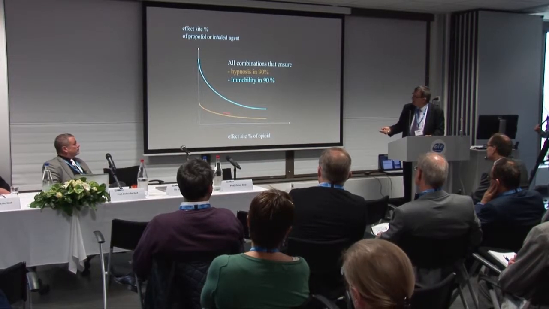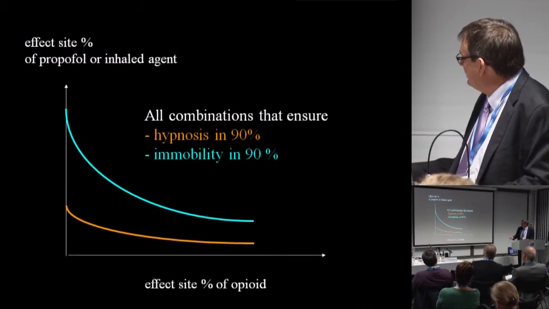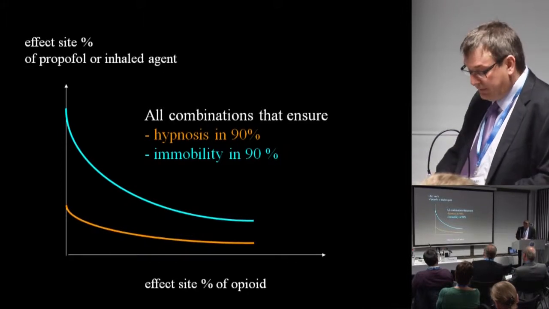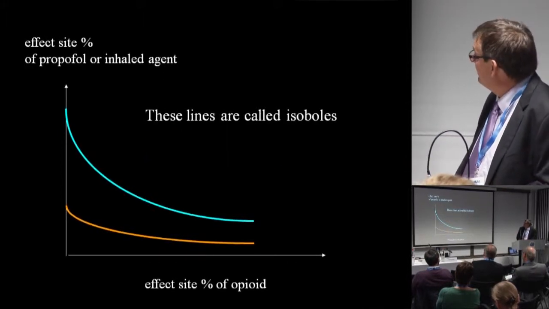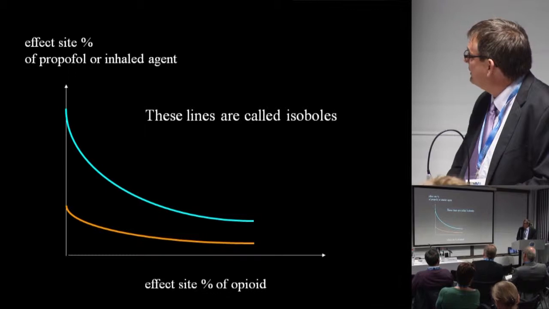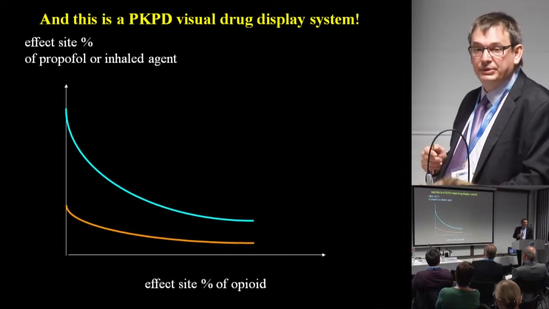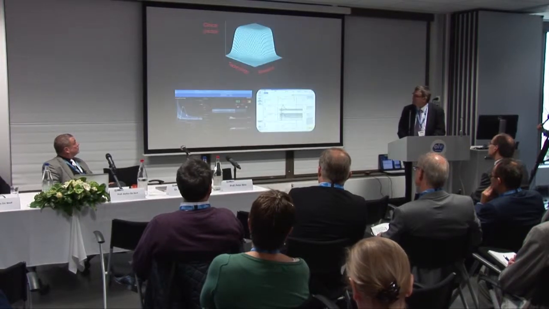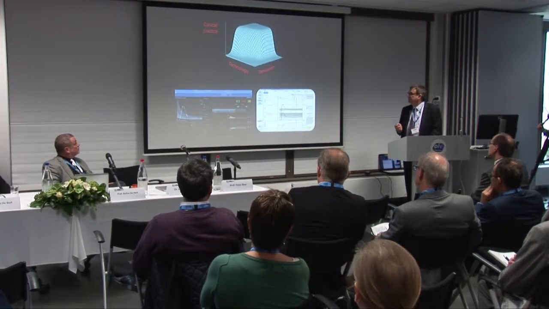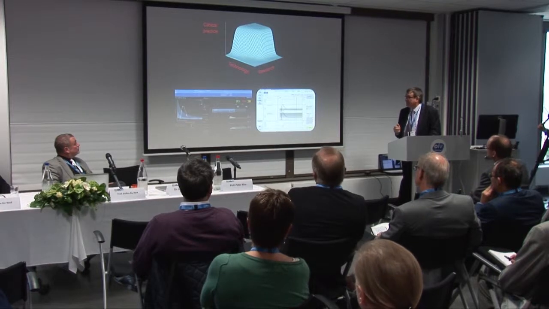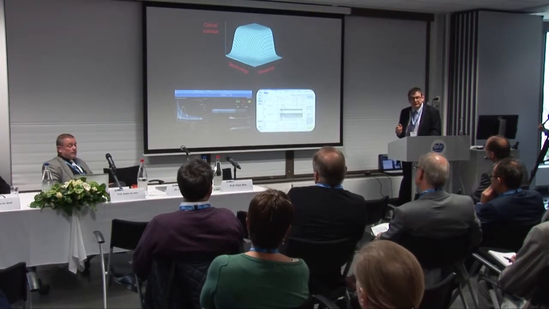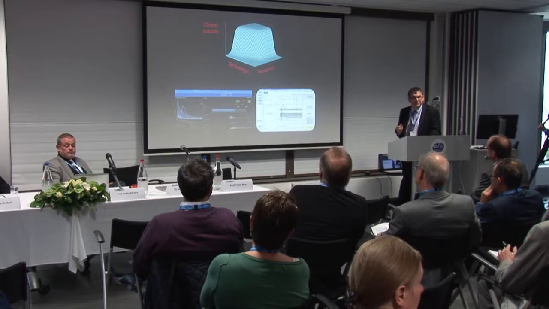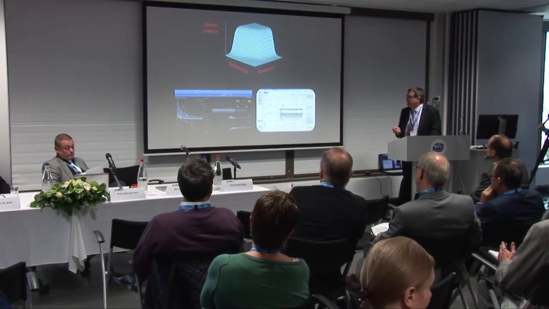This line here represents all the possible combinations of this agent and this agent to get 90% of the patients unaware or 90% of the patients immobile. These lines are called isobols. Now guess what? This is a PK/PD visual drug display system. So technology and research have evolved at a rapid pace, and it is a bit of a challenge to keep up as a clinician with what's out there.